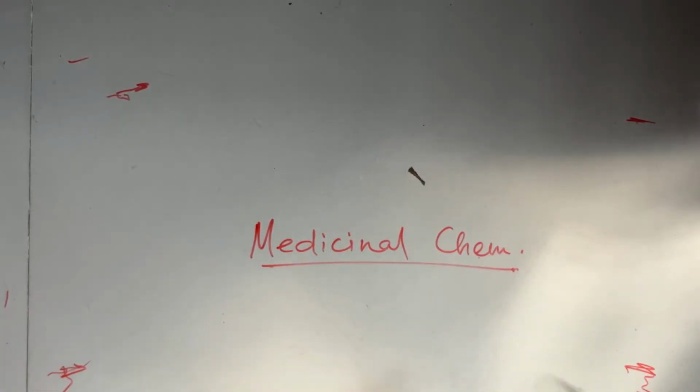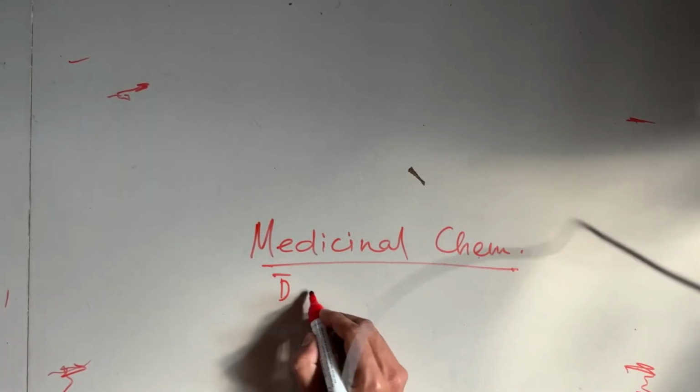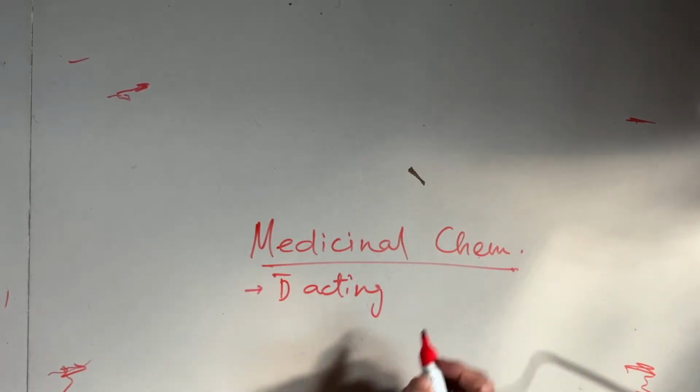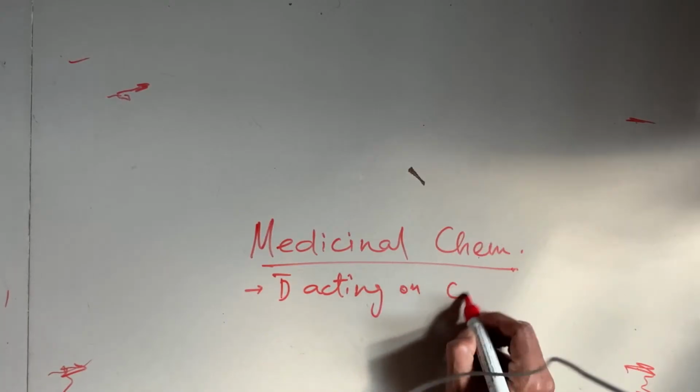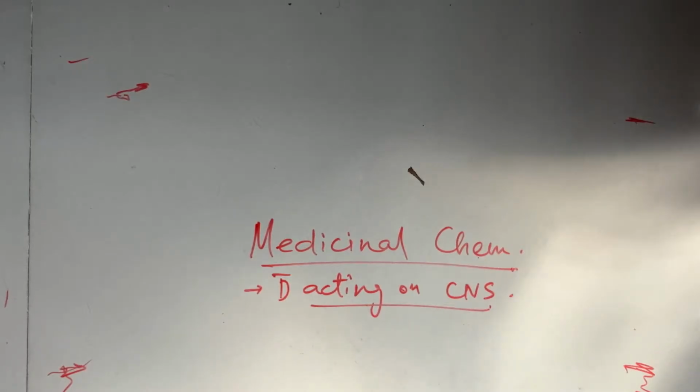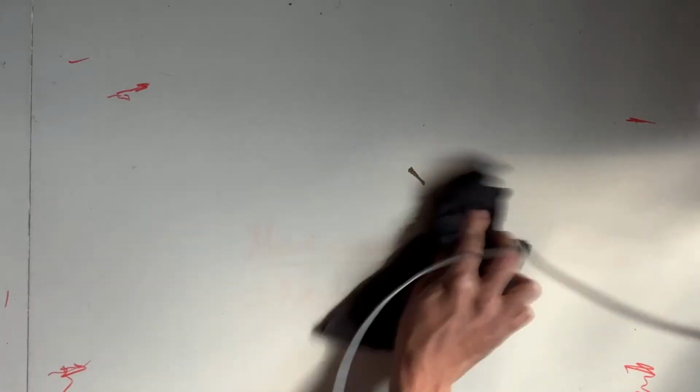Medicinal chemistry. In that we will start drugs acting on the CNS, the central nervous system. We are already completing this topic from yesterday. Can you please tell me what are the different classes of drugs that act on the central nervous system? The most important classes are: number 1, benzodiazepines. Sorry, you can say sedatives and hypnotics. So let's start from sedatives and hypnotics.